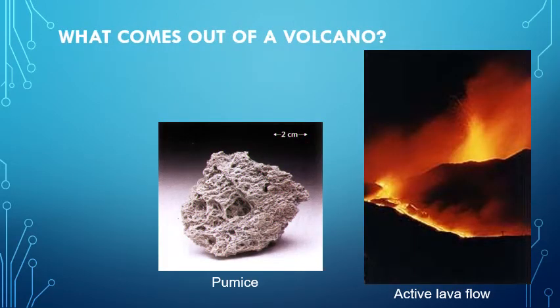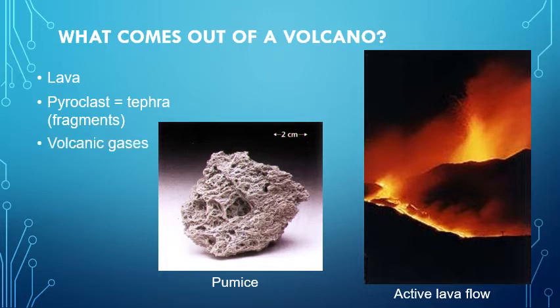What comes out from a volcano? Lava, pyroclast, volcanic gases.